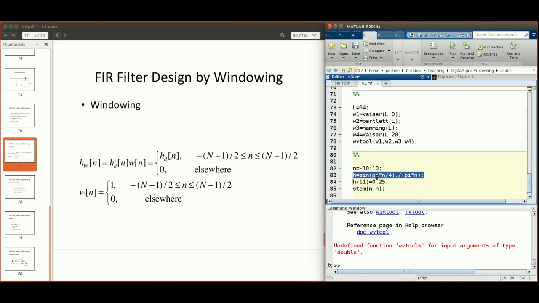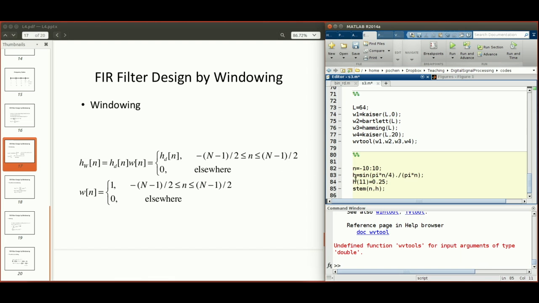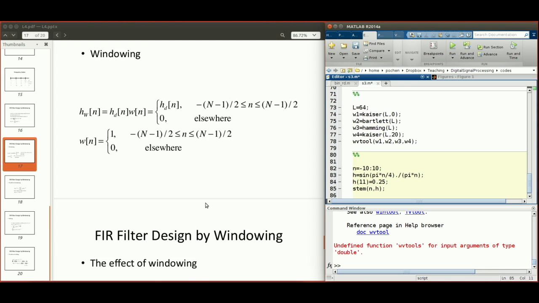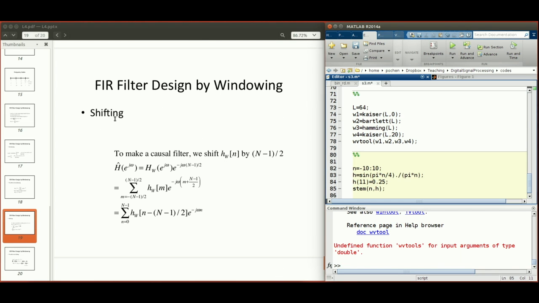So this sinc function, corresponding to the desired impulse response of the filter, which is infinitely long, is multiplied with this boxcar time window. That's corresponding to Kaiser big L0, that's W1 basically. So in this case, small h is already small hw if we pick our window like that. And then the next step is shifting. Because we want a causal filter, all we have to do is shift h by (big N minus 1) divided by 2, that's basically 10 points.